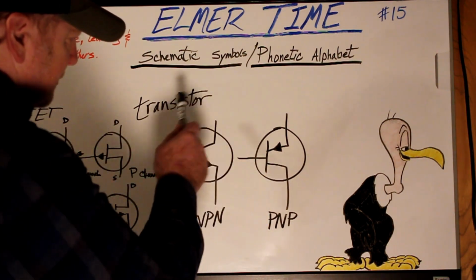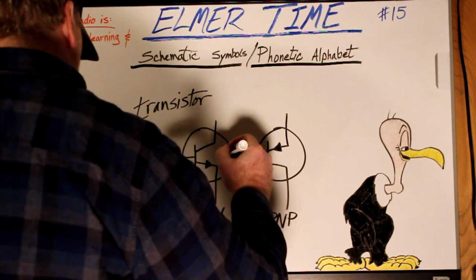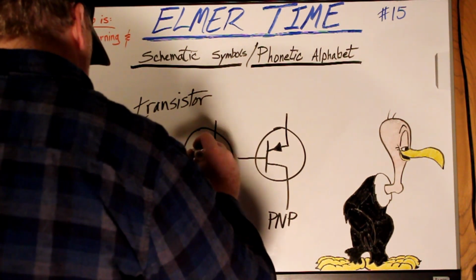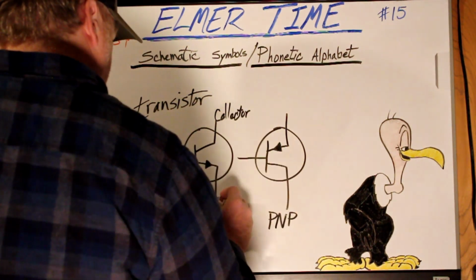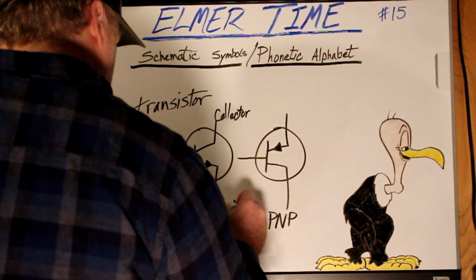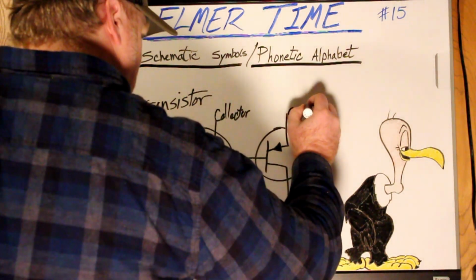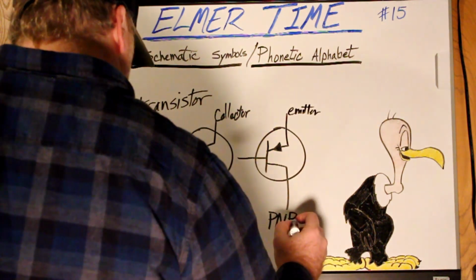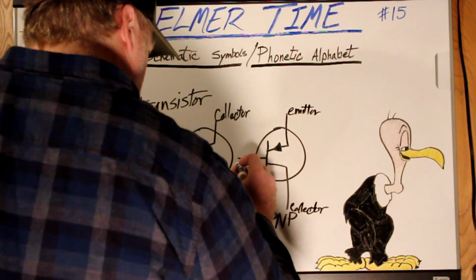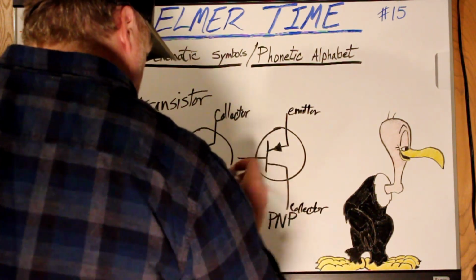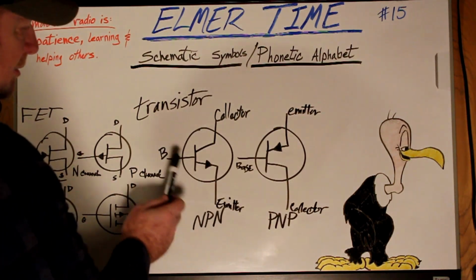There's another kind of transistor. First off, on these transistors, they have what's called a base, a collector, and emitter. And because these are reversed, they're different. Emitter, base, collector, emitter, base, collector.